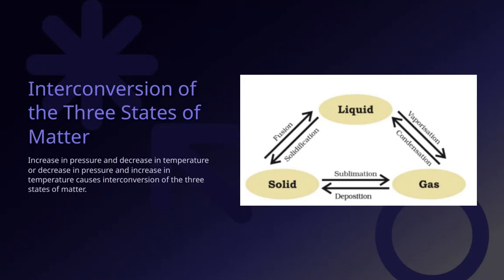Let's talk about how the three states of matter can change from one to another. When we increase pressure and decrease temperature, or alternatively, decrease pressure and increase temperature, these changes can cause matter to shift between solid, liquid, and gas. Essentially, by adjusting these conditions, we can control the state of a substance. This concept is central to understanding phase transitions and how matter behaves under different environmental factors. It connects directly to the broader theme of how matter responds to changes in its surroundings, which is fundamental in fields like chemistry, physics, and even engineering.